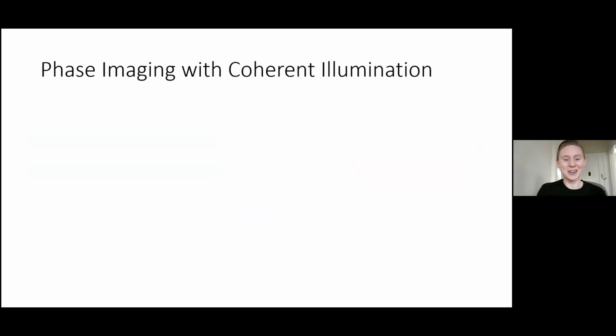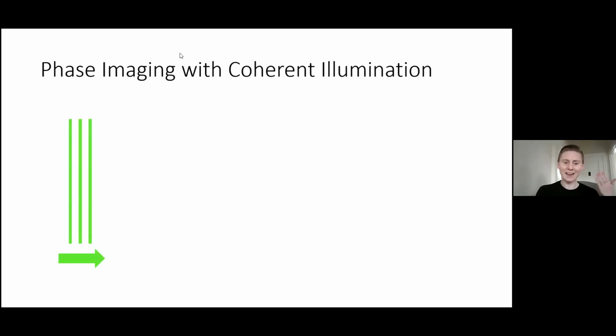Okay, so why would you bother with coherent imaging? If you're from a photography standpoint, you might not really know of any applications for this, but a really important one in microscopy is phase imaging.